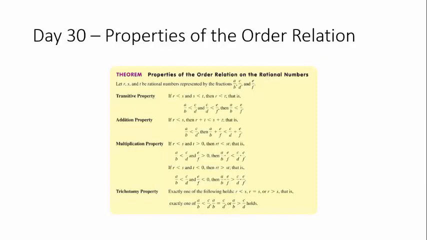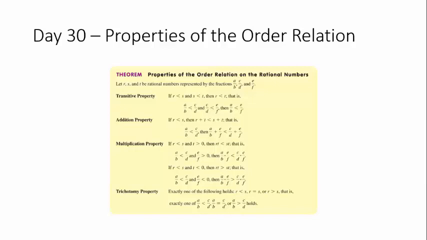We have an addition property related to the ordering of the rational numbers. So if r is less than s, and we add the same quantity to both sides, then that order is preserved. So here we're adding t to both sides. r plus t is then less than s plus t. The same thing is true with multiplication.